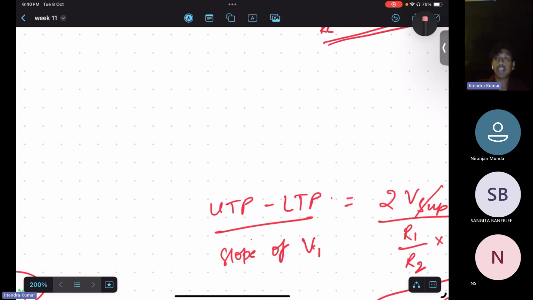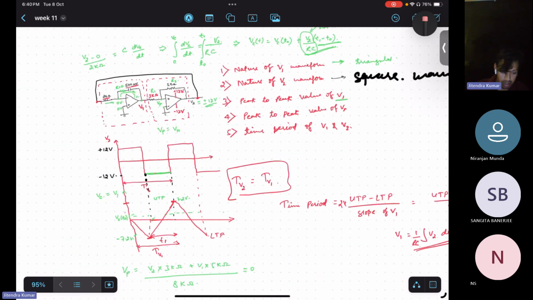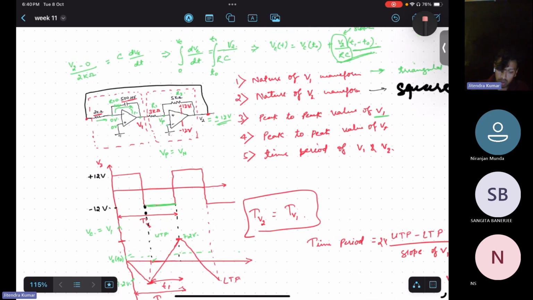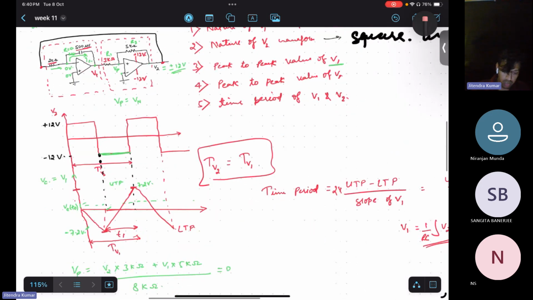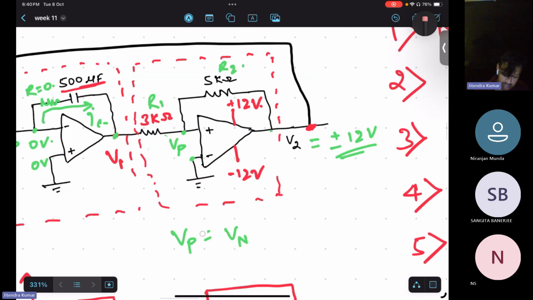Yes, sir. Yeah, I was also hoping for that because it is quite messed up. So let's simplify it. Okay. So basically, all the terms are fine. Just we have to get the time period, and to calculate the time period, we have to equate Vp is equal to Vn. First thing is that Vp is equal to Vn.